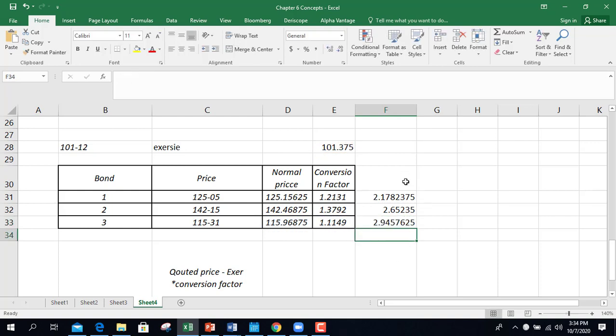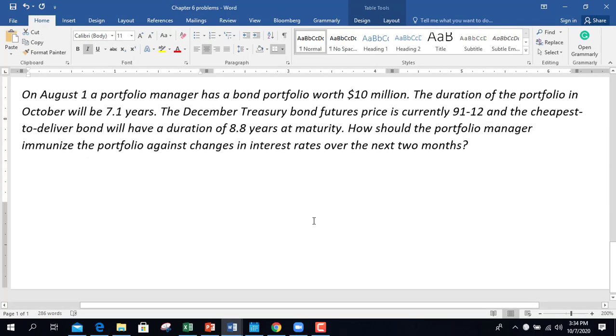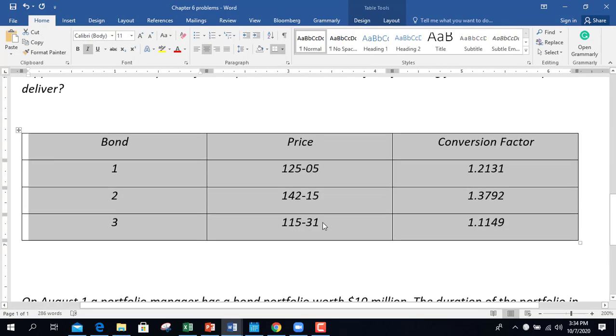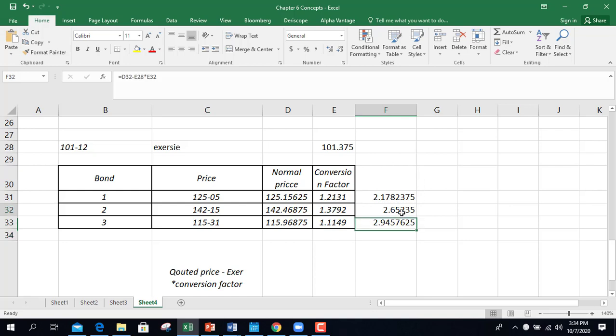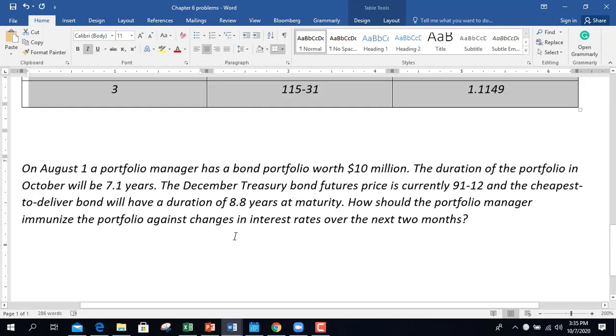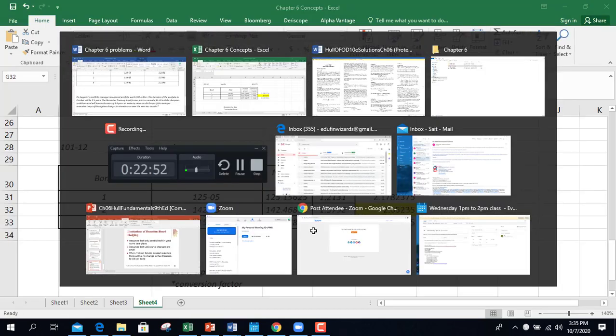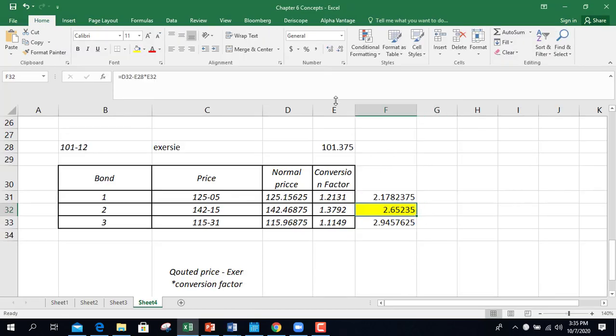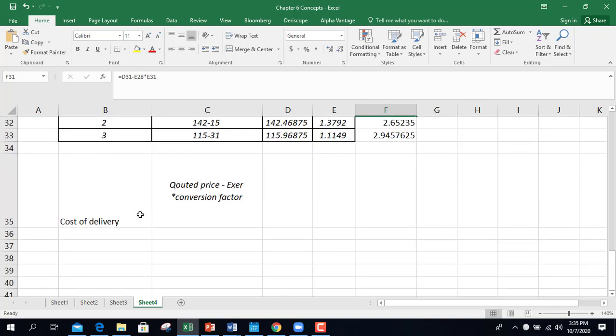So which is the cheapest bond to deliver? Was there one more? No. So in this case, this bond is cheapest to deliver. Whichever is the lowest, you will, sorry, this is not the lowest. This one was the lowest. 2.17 is the lowest. So that would be the cheapest to deliver bond. So always calculate cost of delivery.